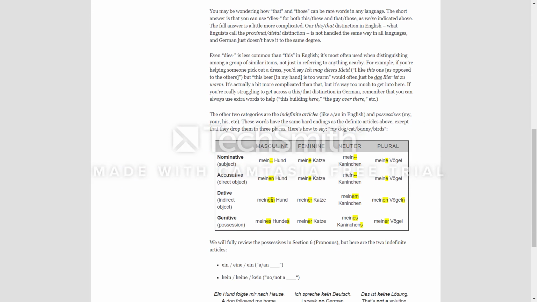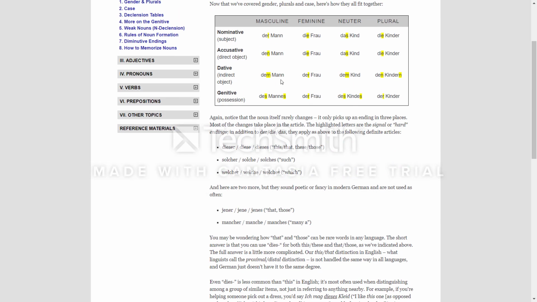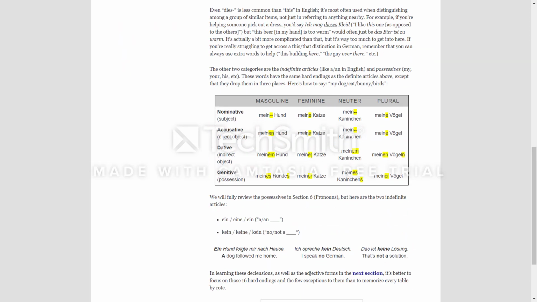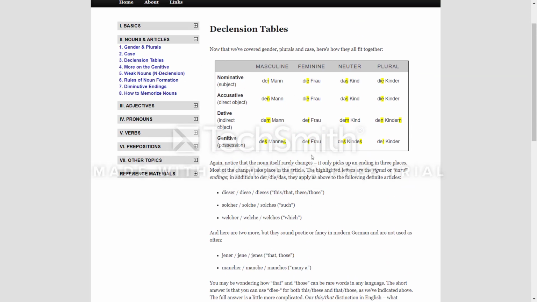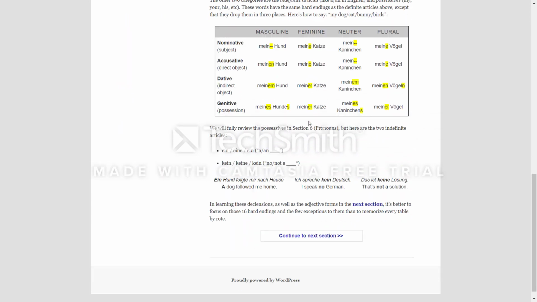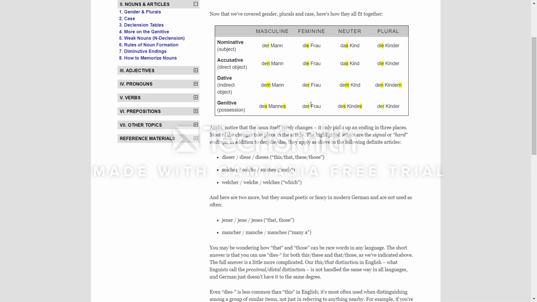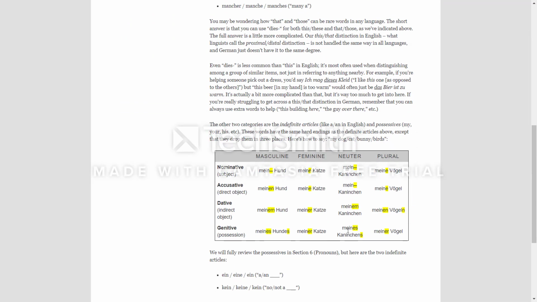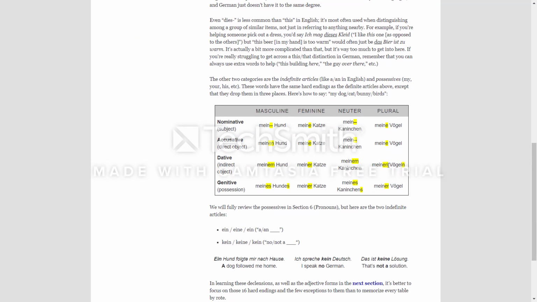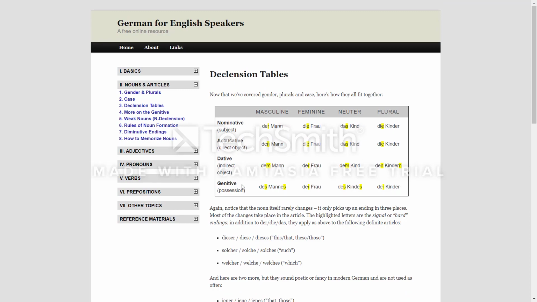Scrolling down, here's our EM, and here's our EM again, repeating here and here. Here's our ER, here's our R. Here's our ES and an S, ES and an S, and ER. You see this pattern is repeated for the indefinite articles as well. And again, for the plural, taking EN and an N to show it's plural, and ER for the genitive. Same pattern.